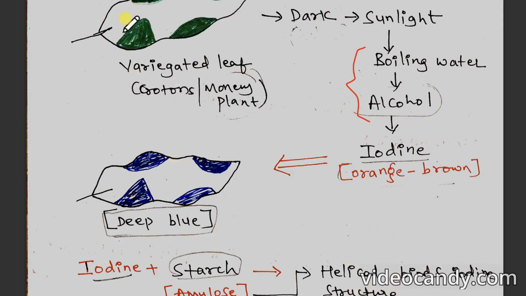So wherever the green region is there, it has the deep blue staining color. That means wherever the green region is there, only there has the starch been produced. Starch is produced, that's why it reacts with iodine and gives deep blue color. Iodine is normally orange brown in color, and when it reacts with starch, it produces deep blue color.